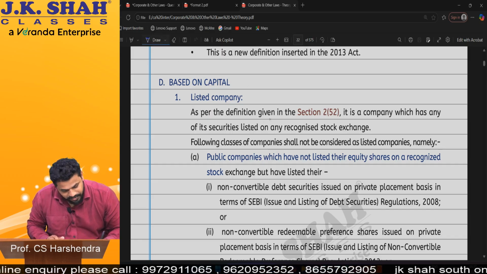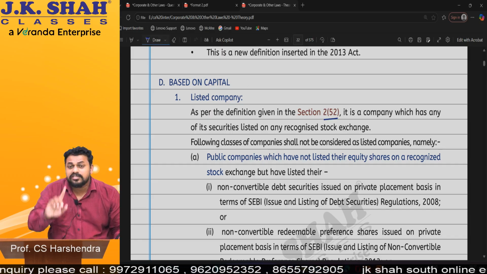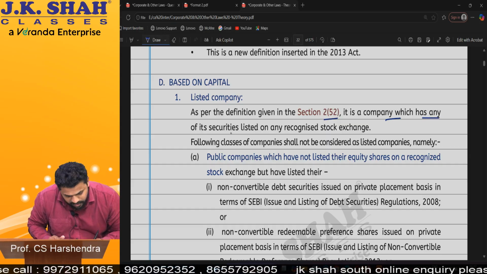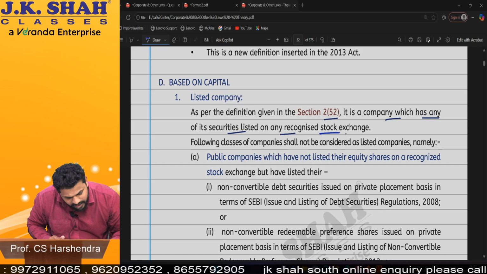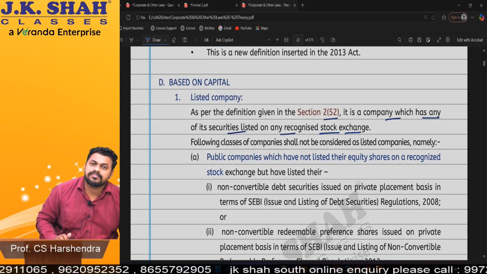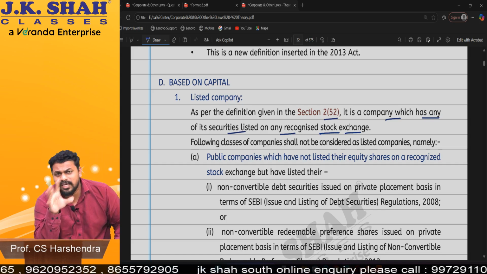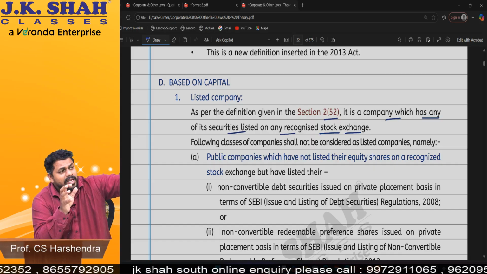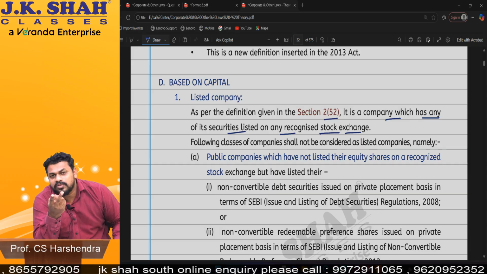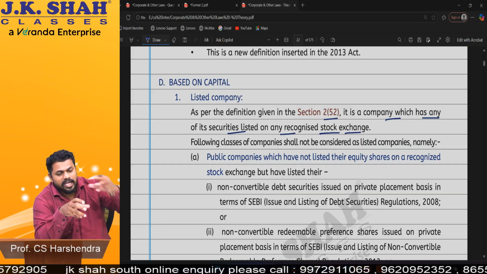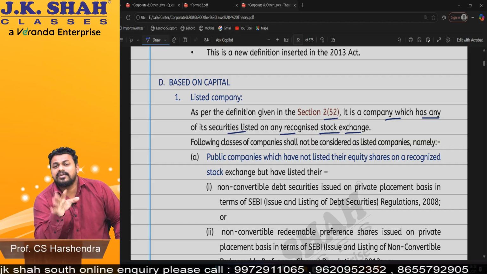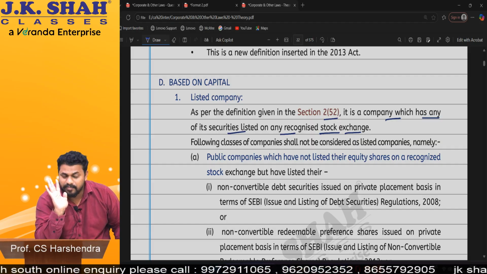Listed company as per Section 2 clause 52. It is a company which has any of its securities listed on any recognized stock exchange. There are only two, BSE and NSE. If there is a company which has any of its securities listed on a recognized stock exchange, that is a listed company.